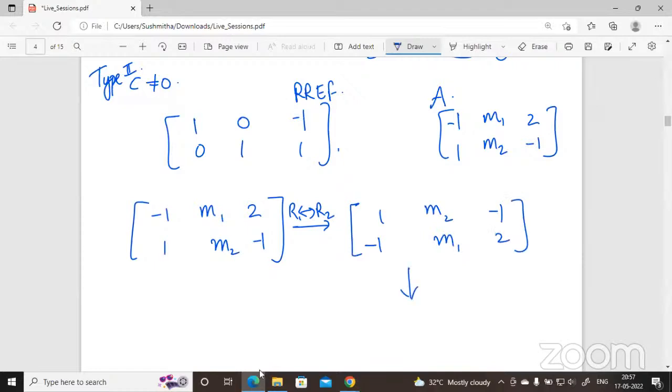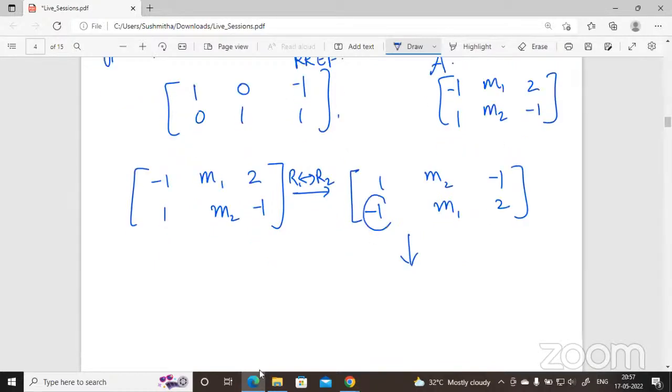Next, we should make the first entry of the second row 0. Yes, you've identified a pivot, so every element below the pivot should be 0. R2 plus R1. And then the only transformation we can perform here is type 3.